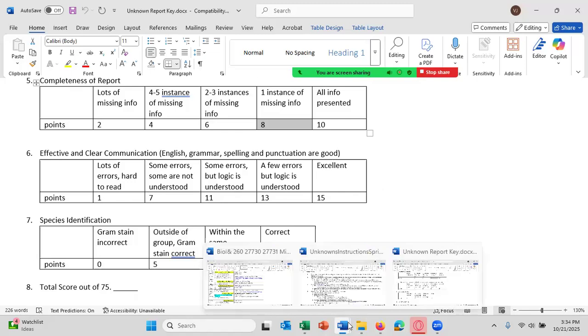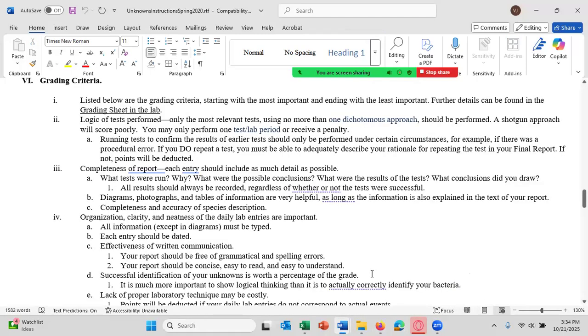Where are we in the project? All right, you should be organized, clear, neatness of the report.